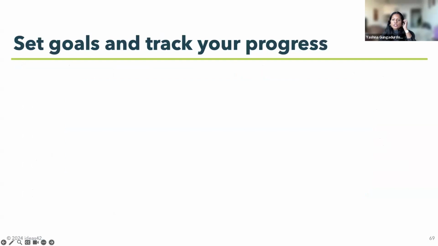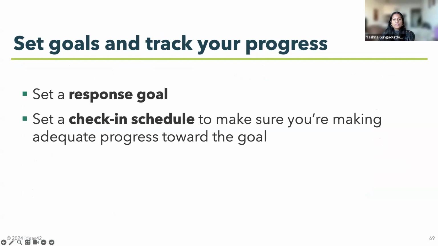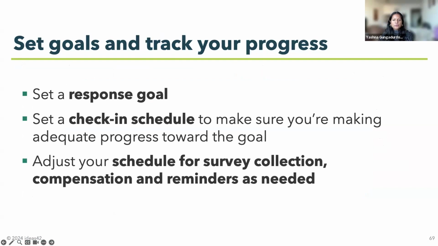And finally, you'll want to make sure that you have a dissemination plan. You want to set a response goal based on criteria such as your needs and how many responses you've gotten in the past, if you have sent out similar surveys before. You'll want to set a check-in schedule for yourself or your team to make sure you're making progress towards your goal. And third, you'll want to set a schedule to check if you need to make adjustments in your survey collection, compensation, and reminders.